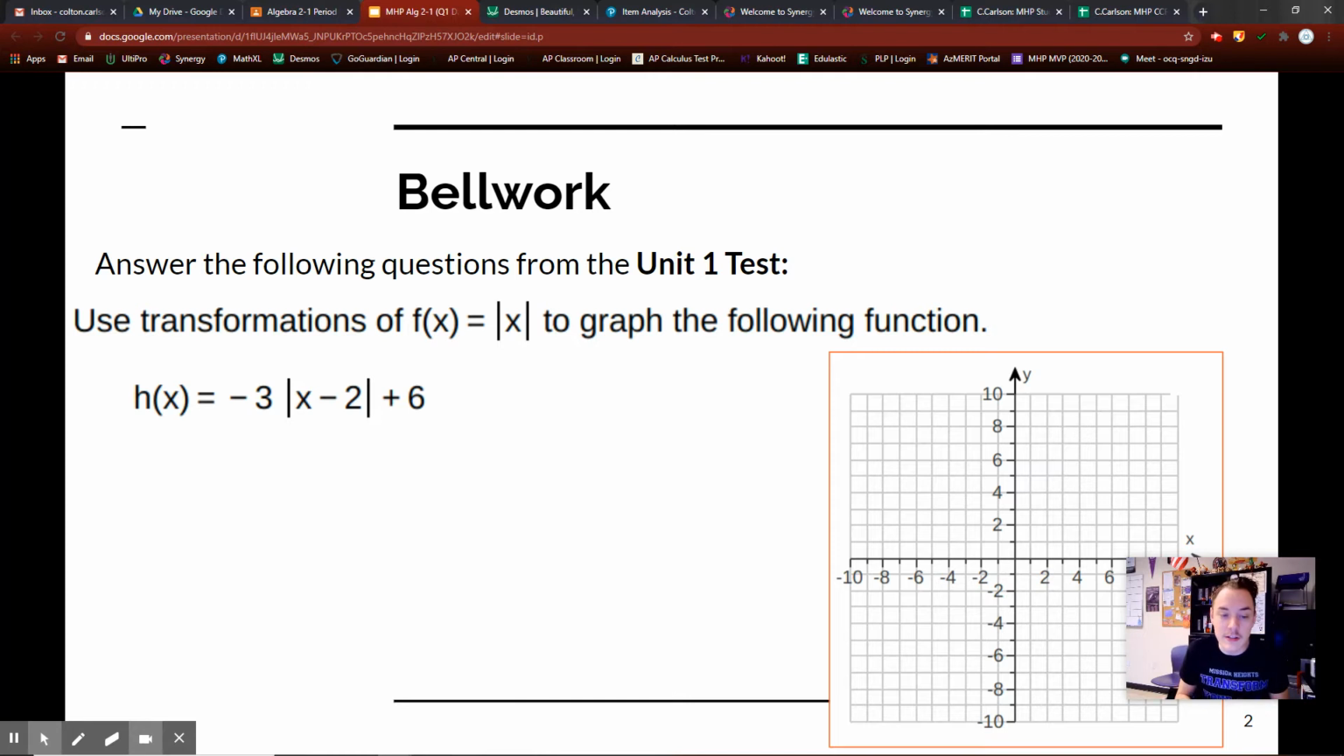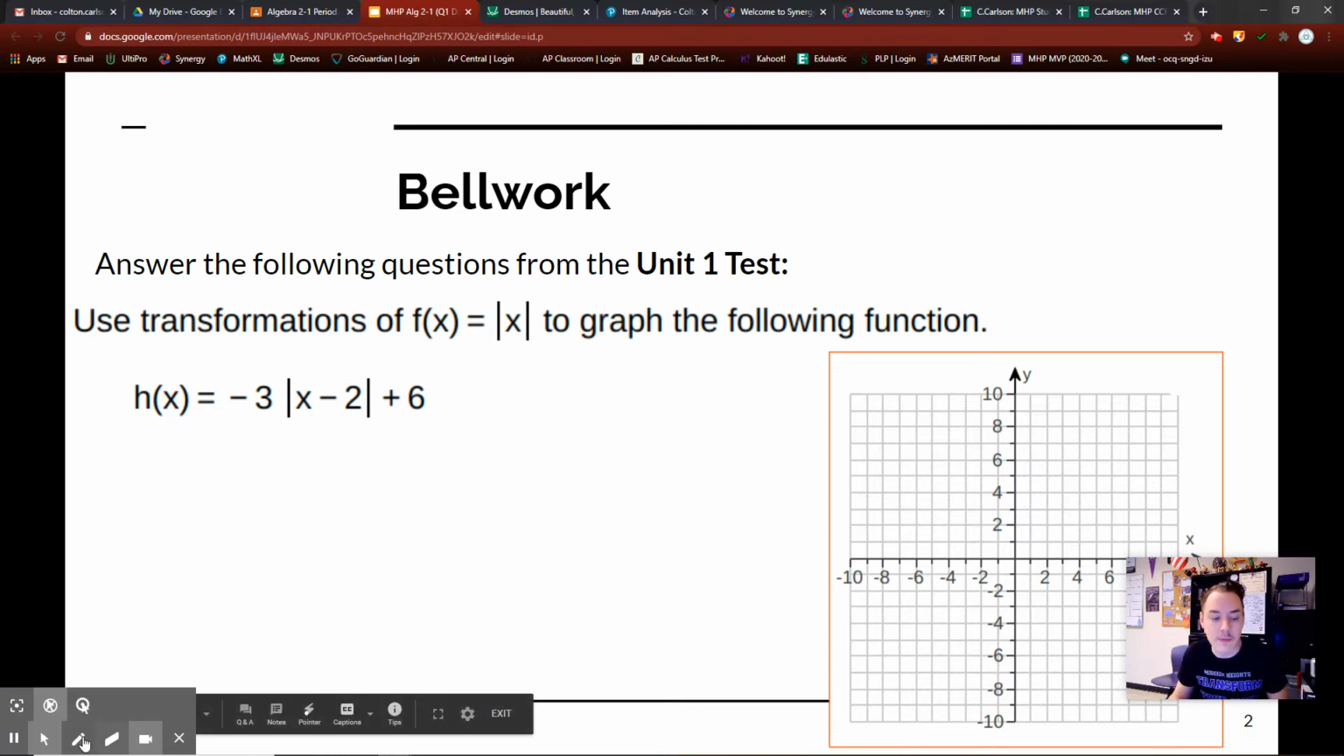Use transformations of f of x equals the absolute value of x to graph the following function. H of x equals negative 3 times the absolute value of x minus 2 plus 6. So first off, you can solve this completely by hand just using transformation knowledge. Okay. Second off, you can totally solve this completely by Desmos. Okay. So I'll show you both real quick.